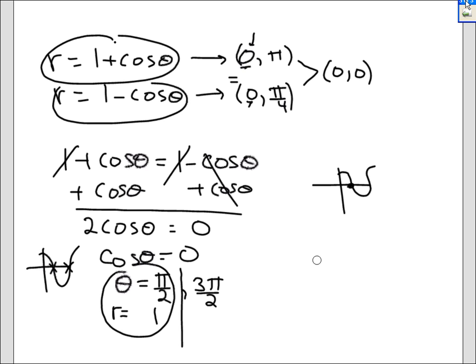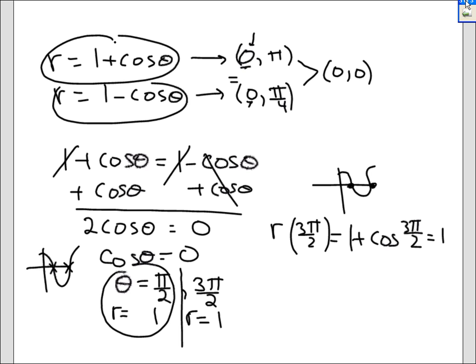Now, what about 3 pi over 2? Pick any one of them. R of 3 pi over 2. I'll choose the top one. I get 1 plus cosine 3 pi over 2. Well, cosine of 3 pi over 2 is 0. So again, I get 1. R is equal to 1.